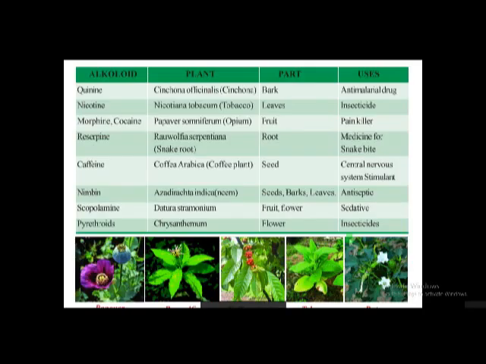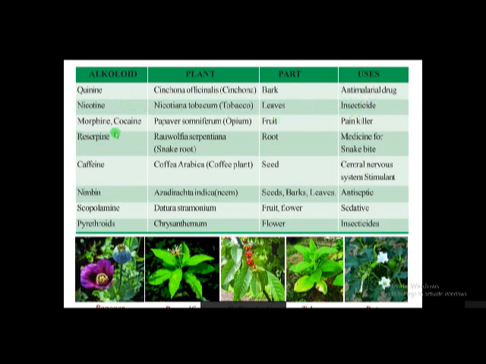And here a table is there. This table is very important. This is the alkaloid table. This question is asked as a 4 marks question, and these are the different alkaloids present in different plants. First, quinine. It is available in the cinchona plant, and it is present in the bark. It is used as an anti-malarial drug. And nicotine, in the tobacco plant, is available in leaves. It is used as insecticide.